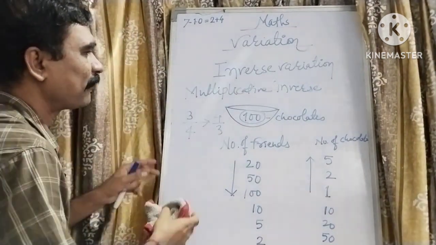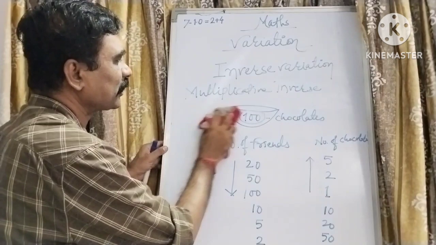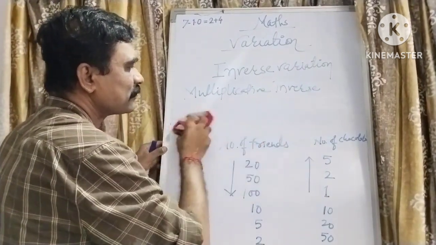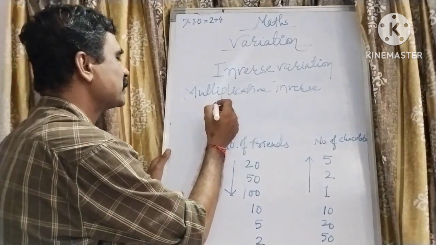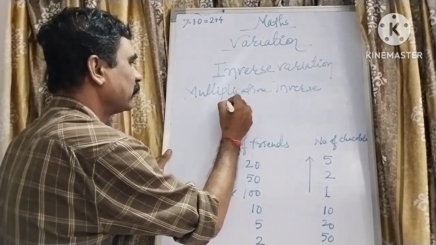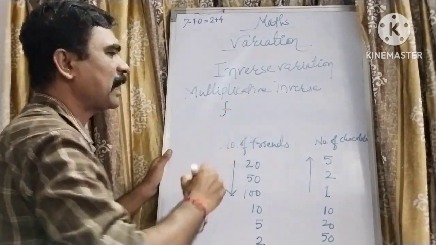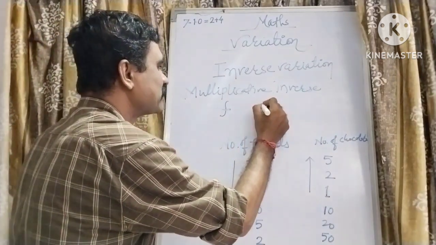So the number of friends and the number of chocolates, there is an inverse variation between these two. How to write it? Suppose the number of friends is denoted by F and the number of chocolates is denoted by C.